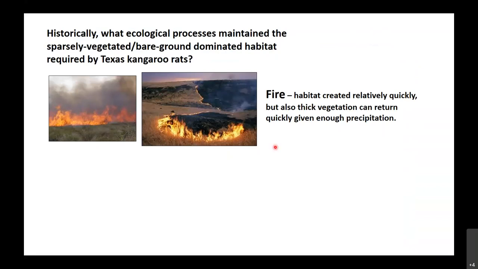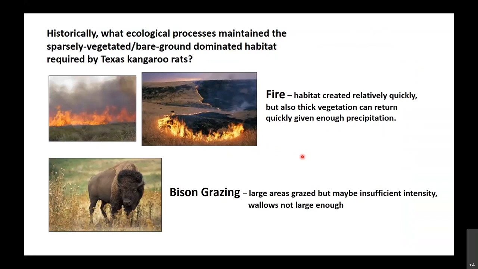But the catch is that with enough precipitation, particularly in that part of Texas, the vegetation can grow back relatively quickly and then cease to be habitat for the kangaroo rats. Another possibility is bison grazing. And as with fire, large areas of potential habitat maybe were created. Although with bison grazing, unlike cattle grazing, bison tend to move around a lot. They don't graze as intensively. So maybe this would have been insufficient intensity to truly create that habitat that the kangaroo rats need. And in addition, the bison wallows simply would never have been large enough to support populations of kangaroo rats.